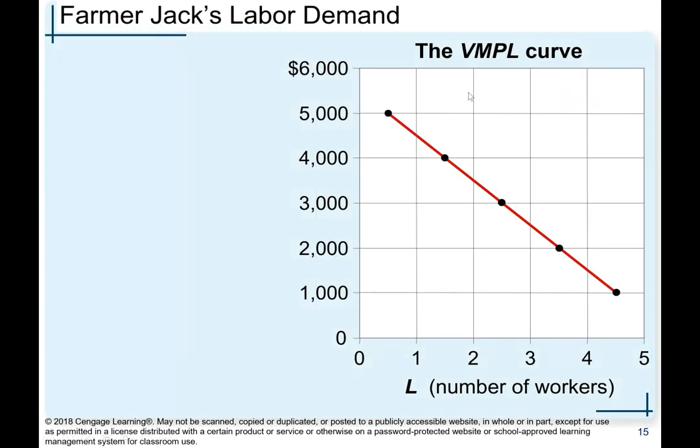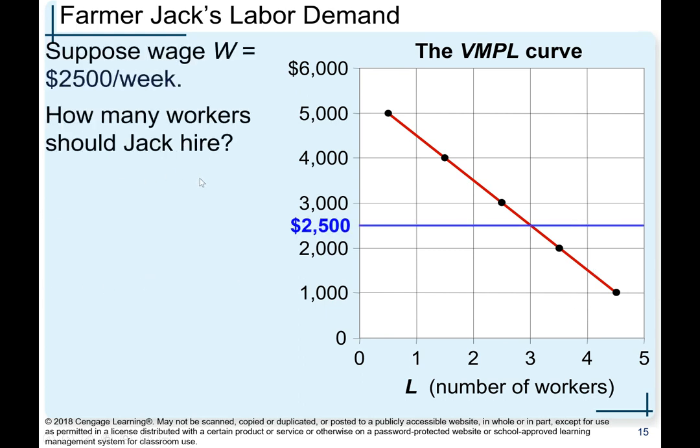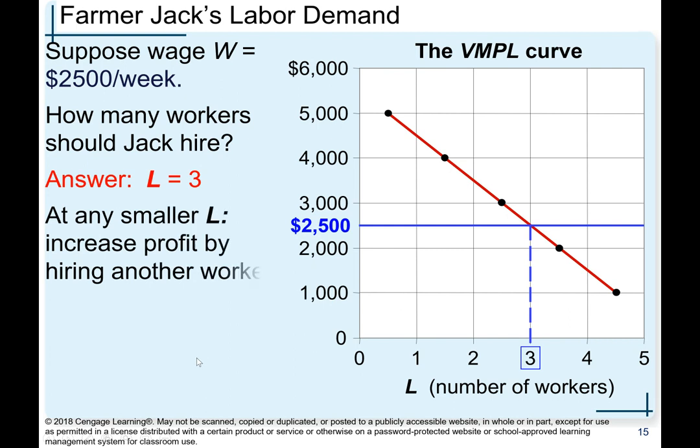So if that is the value of the marginal product, and Farmer Jack is trying to decide how many people to hire, suppose the wage rate is $2,500 per week. How many workers should Jack hire? As you can see, the answer is 3. Why 3? At any smaller L, maybe 2, maybe 1, profit increases by hiring another worker.